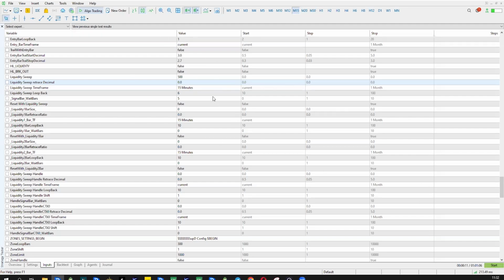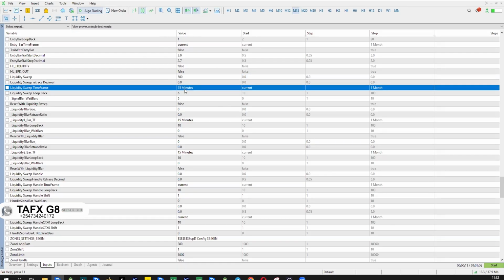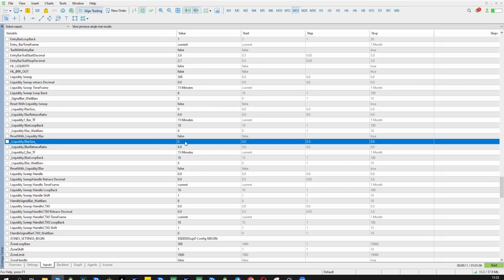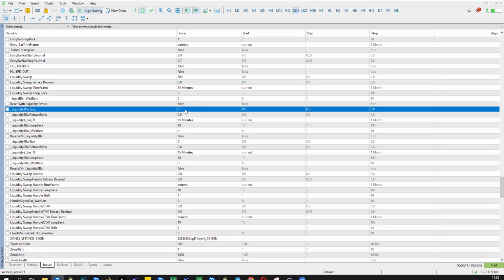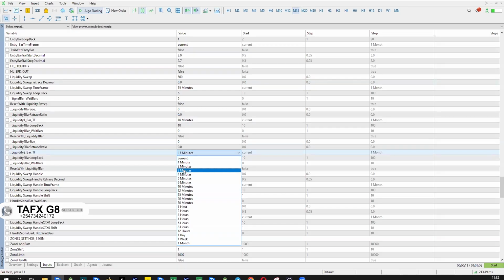Let me share a few things that are very important. As you can see here, we have a liquidity sweep, and we have set it on minute 15. We have another liquidity here, and a third liquidity here. This means we can set three liquidities from three different time frames. This one can be minute 10, for example, and this one can be minute 3.